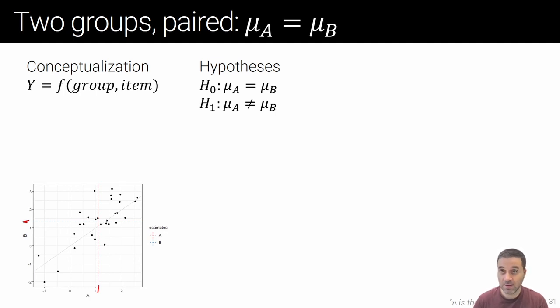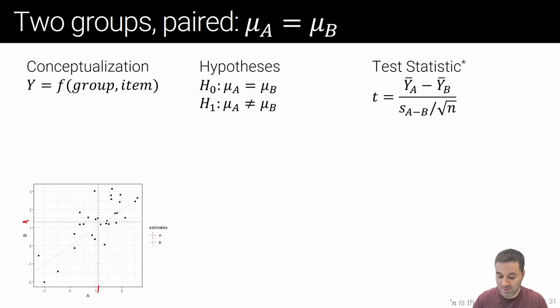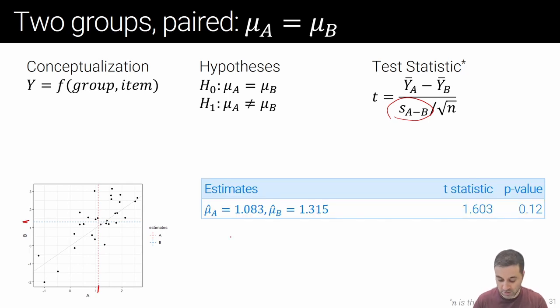What would be, in this case, the test statistic? It's the same, only that in this case it's the standard deviation of the difference between A and B. If we go ahead and just compute all the values, then we have these estimates, and we have the test statistic and the corresponding p-value. In this case, the p-value is 0.12. So in this specific example, we don't have enough evidence to support rejection of the null hypothesis. We don't reject the null hypothesis. Again, that doesn't mean we accept it. It only means that we don't have enough evidence to reject it.